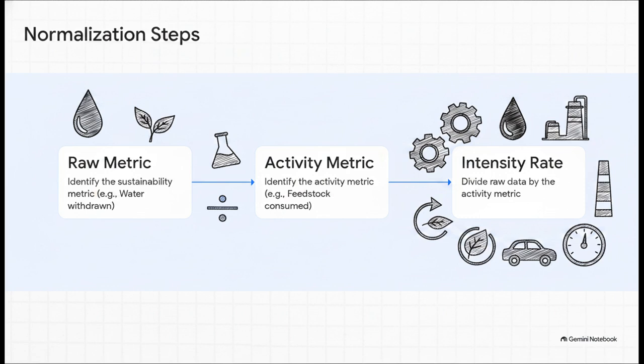Step 1. You grab a raw sustainability metric. Let's say thousands of cubic meters of water withdrawn. Step 2. You identify the corresponding activity metric from our dashboard, like total millions of liters of biofuel produced. Step 3. Just divide the raw data by the activity metric. Boom. What that gives you is an accurate intensity rate. Instead of just knowing total water used, you now know exactly how much water was required to produce a single unit of fuel.